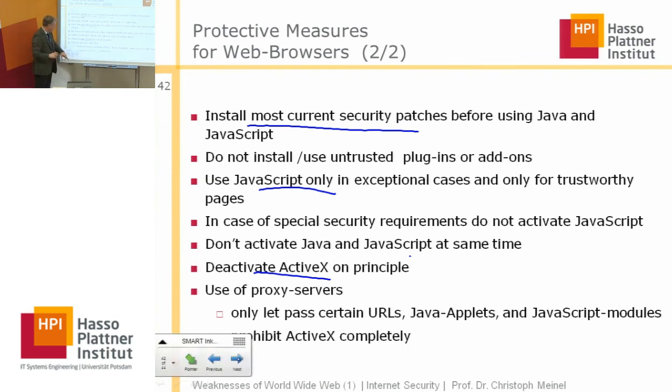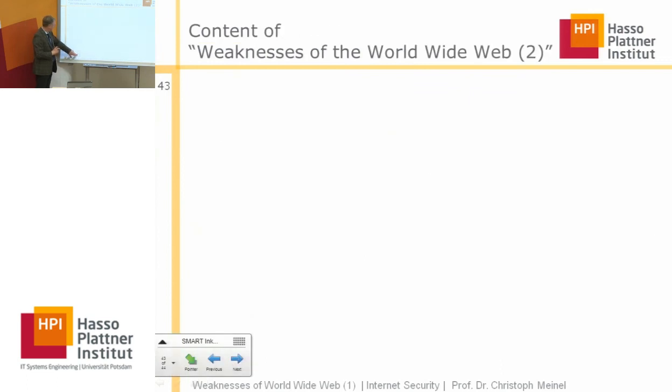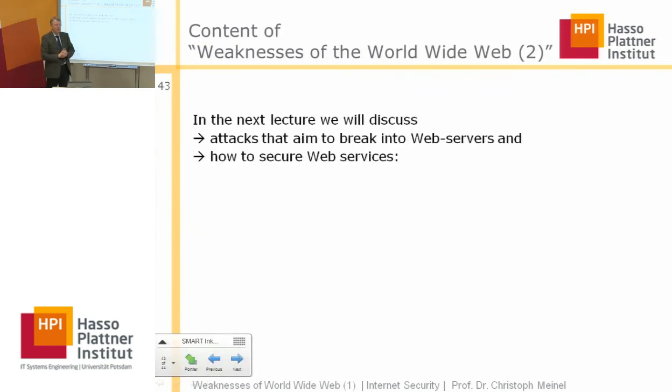So these are a few hints about protective measures for the web browser. And here is a short view on what we will discuss in the next lecture, because the title is Weaknesses on the World Wide Web. In today's lecture, we have only spoken about one category of attacks, the category of attacks on the client side. The next lecture is about attacks on the server side.